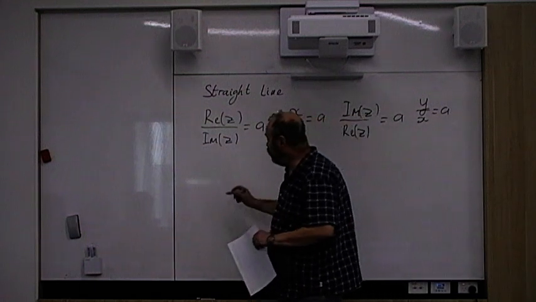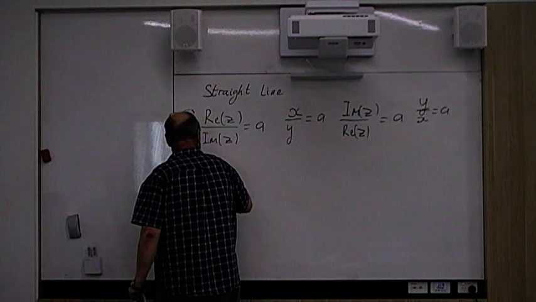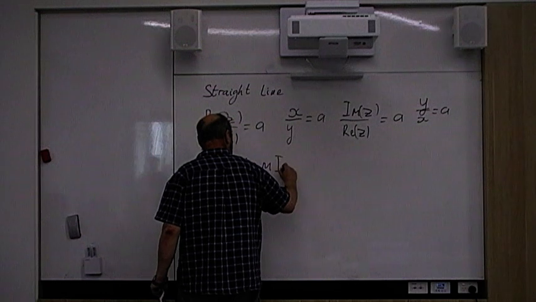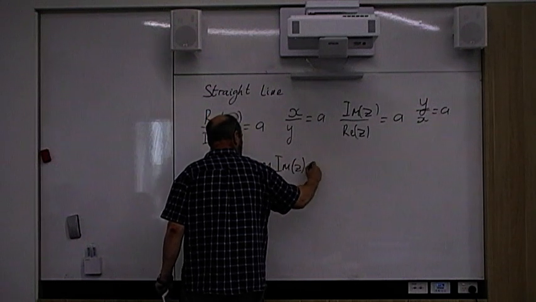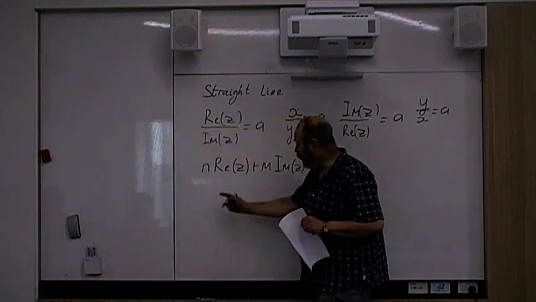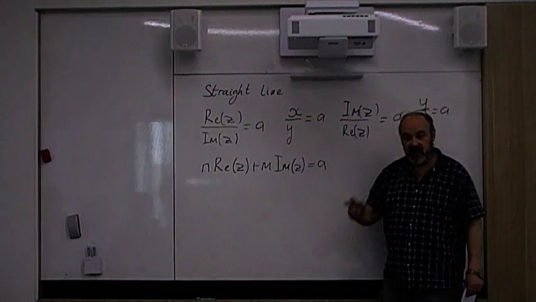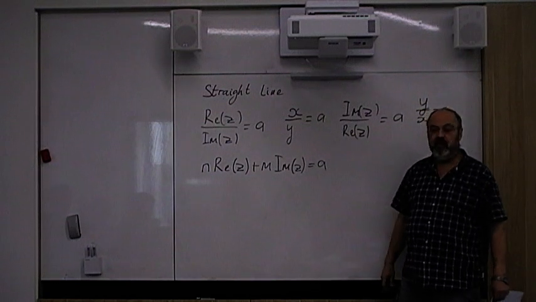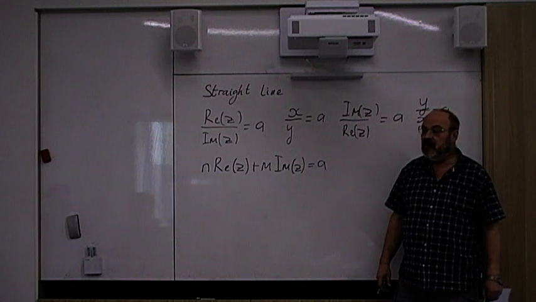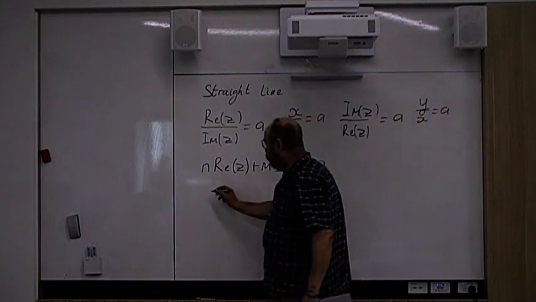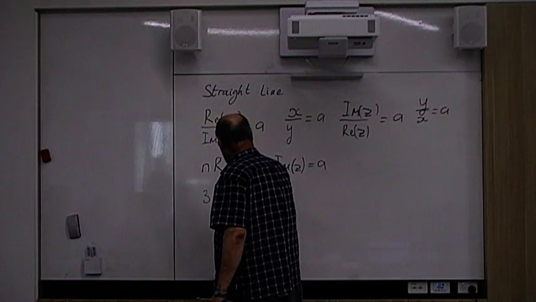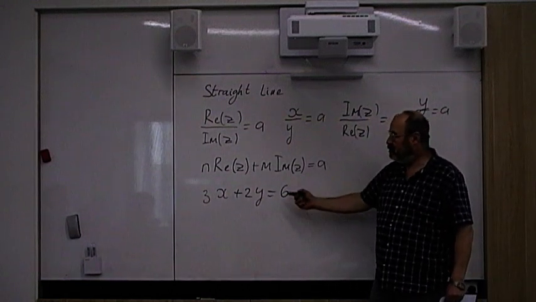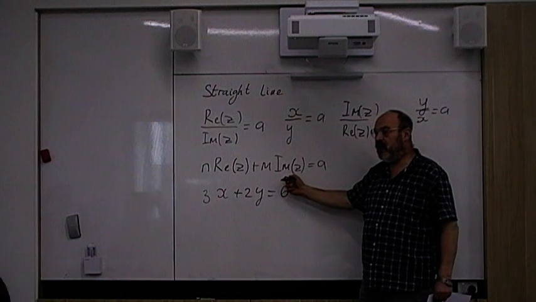Now another way: n times the real part of z plus m times the imaginary part of z equals a, where n, m, and a are all real numbers. That will again be a straight line. For example, 3x plus 2y equals 6. The real part is x, the imaginary part is y.